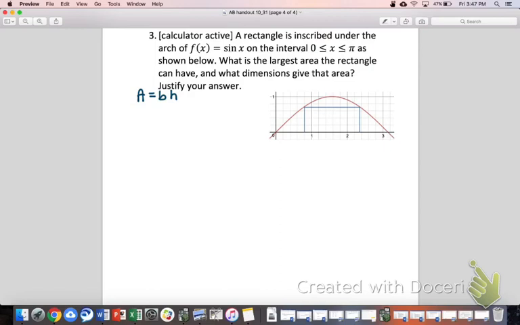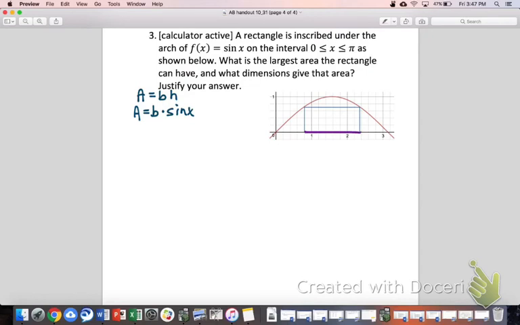So here we go. I'm going to say that the height is solely dependent on the height of the red curve, right? And the height of the red curve is sine of x. And so I'm going to say area equals b times sine of x. I think my height is going to be sine of x. The base is going to be a little tougher. So let's check that out. If I were to draw in the base, the base would, of course, be right here.